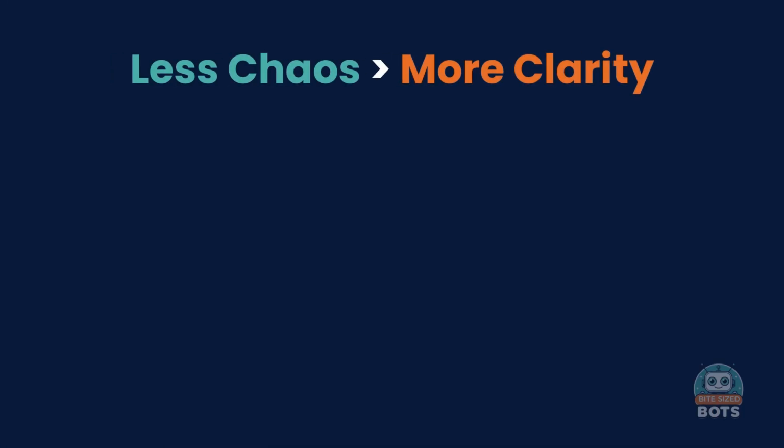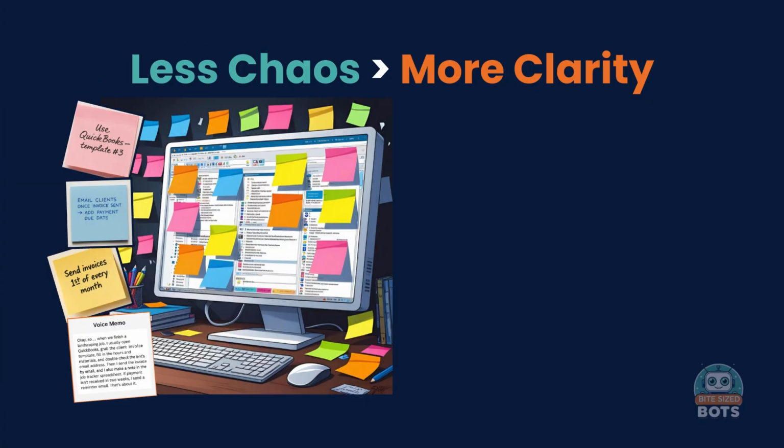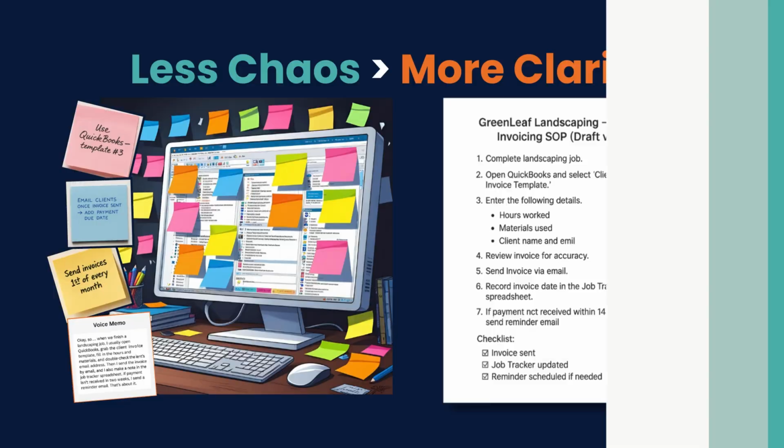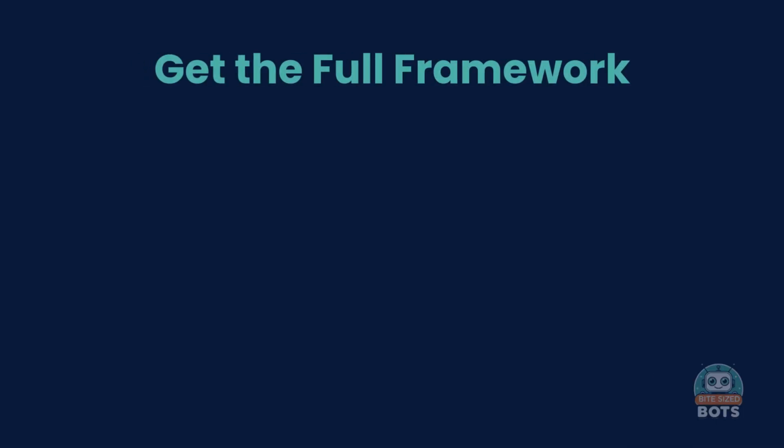And that's it. In just 1 hour, you've gone from scattered notes to your first SOP draft. Start small, keep it practical, and let AI handle the structure, while you focus on the work only you can do. Now, this video gave you the quick overview.